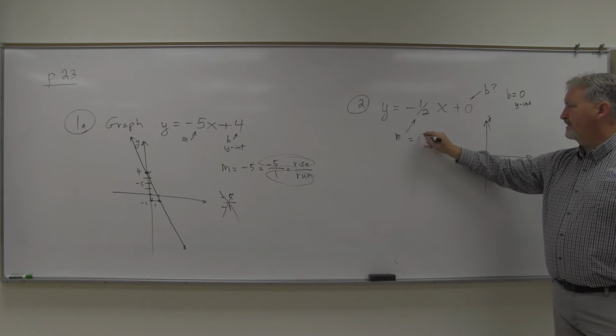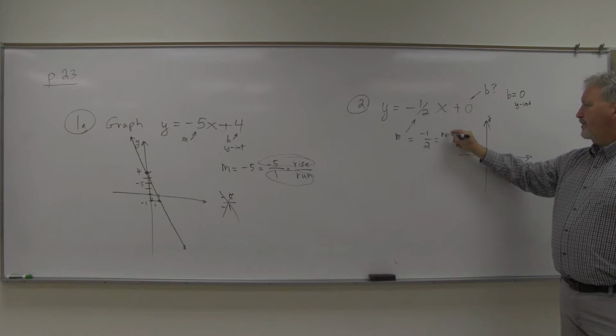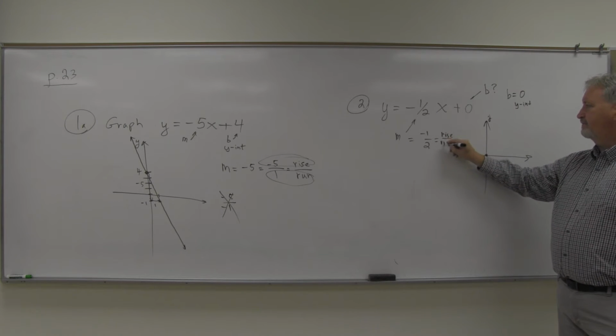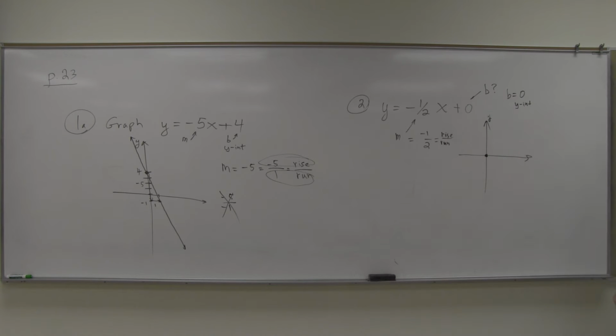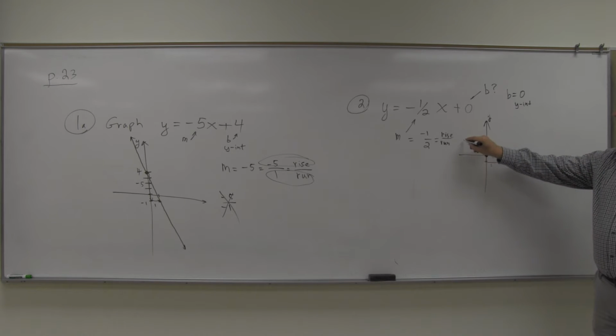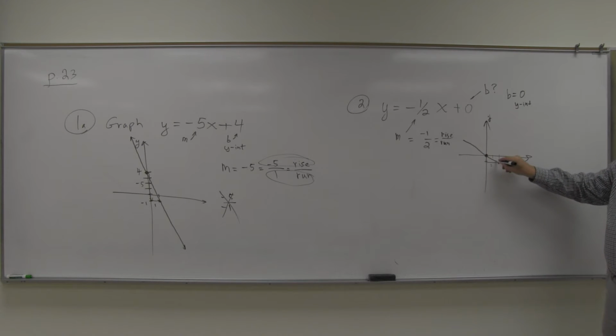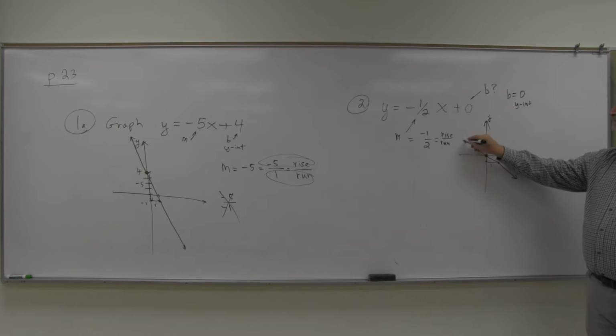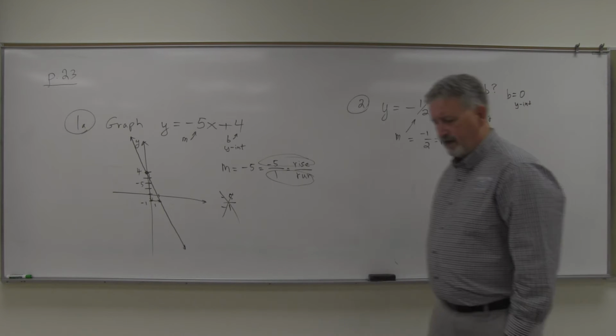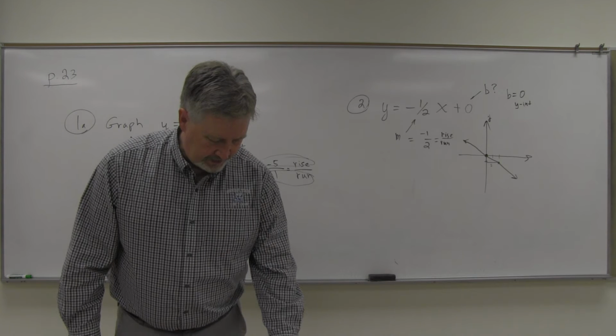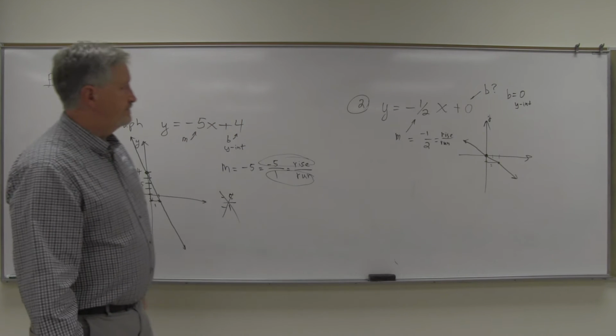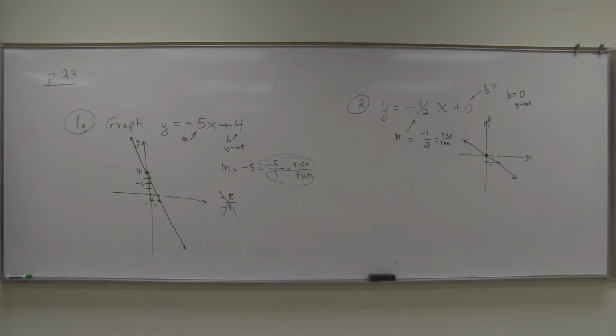Do one or the other, negative. So I'm going to go with the top is negative, -1. So that means rise over run. So rise -1, down 1. And then run 2, so that's positive 2, so that's this way. That gets us to another point. And there we have our slope. Negative slope.